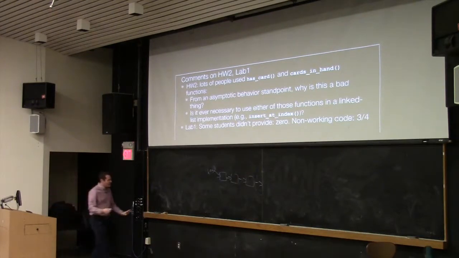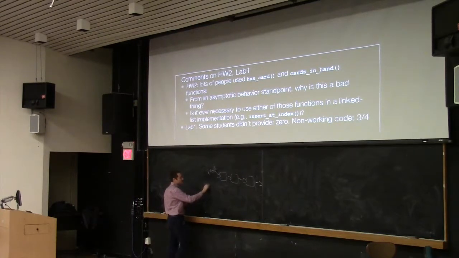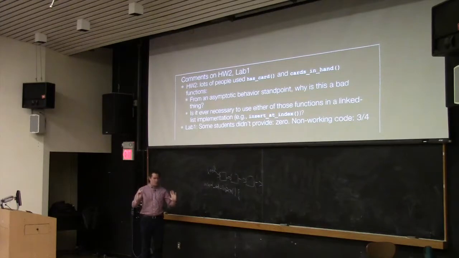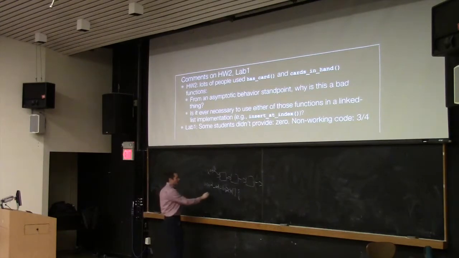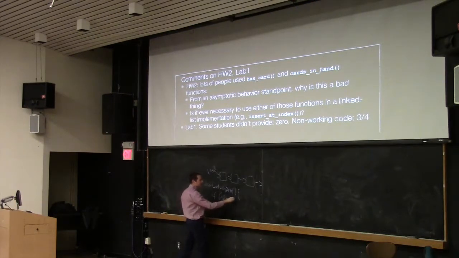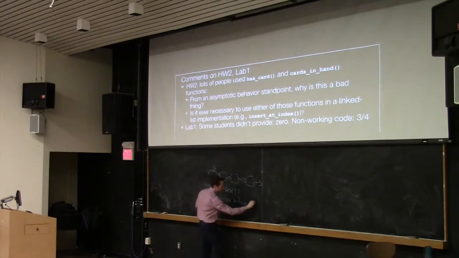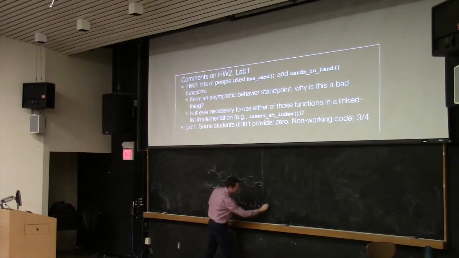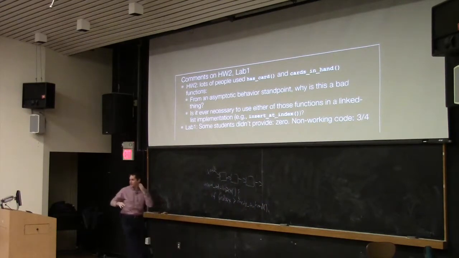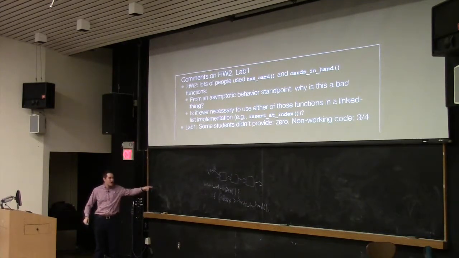Like a lot of people said, OK, for instance, for insert at index, right? In that function, the first thing some people did was they said, like, if index is greater than cards in hand, like that, do crash somehow, or return a dummy card or something. Well, what does cards in hand have to do for a linked list? It has to walk through the entire list.